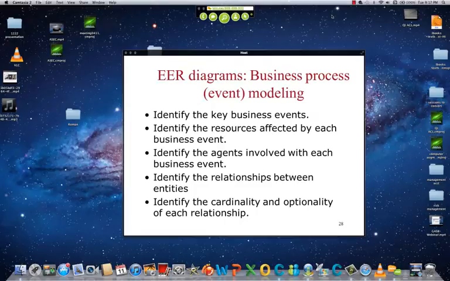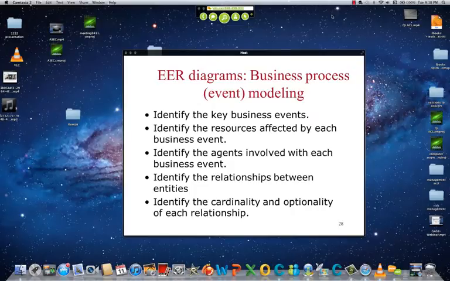Now suppose you know some business events, so you identify them. Then you look at what resources are associated with this business event, and what agents are related to this business event. Then you want to identify all the relationships between all entities. And entities are events, resources, and agents. So events, resources, and agents are called entities. First you identify events, then resources, then agents.